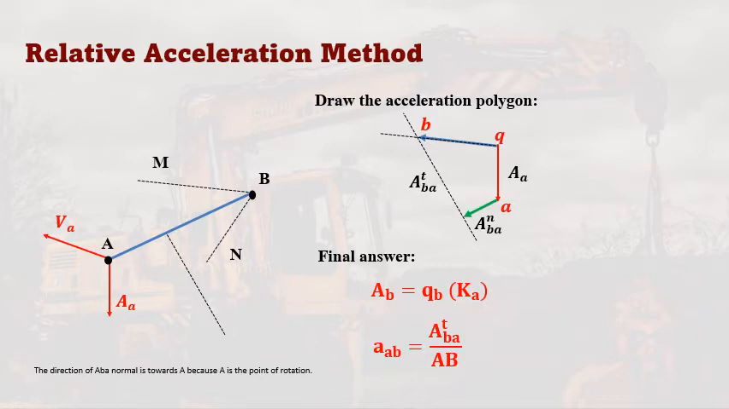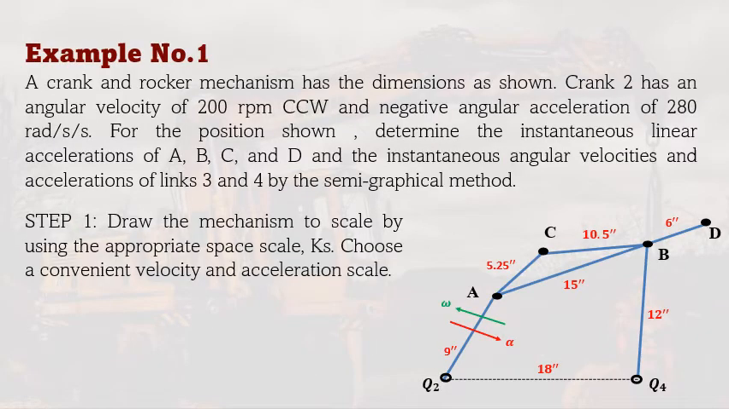So you take note that the direction of the ABA normal is towards A because A is the point of rotation. So do not forget that one. So let us have an example.